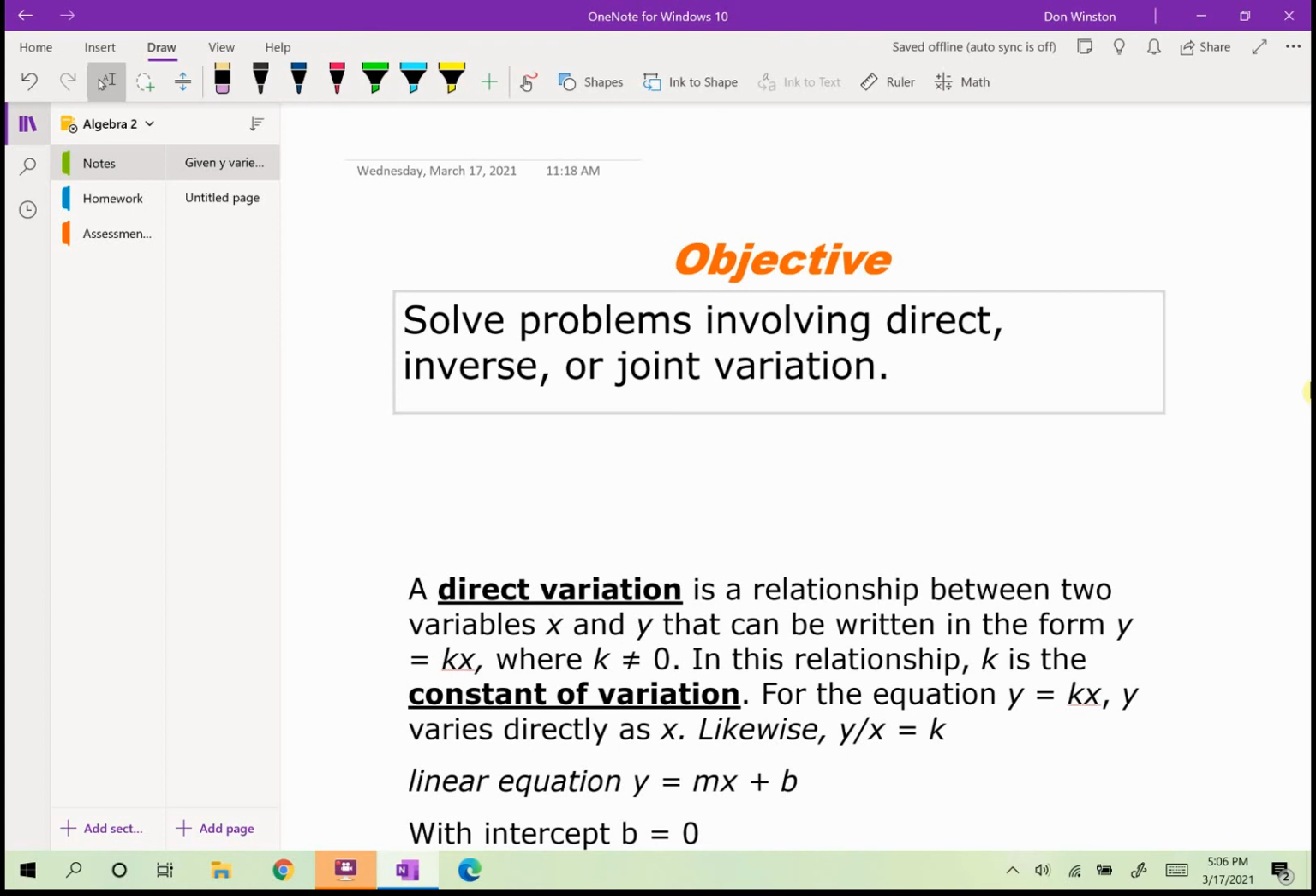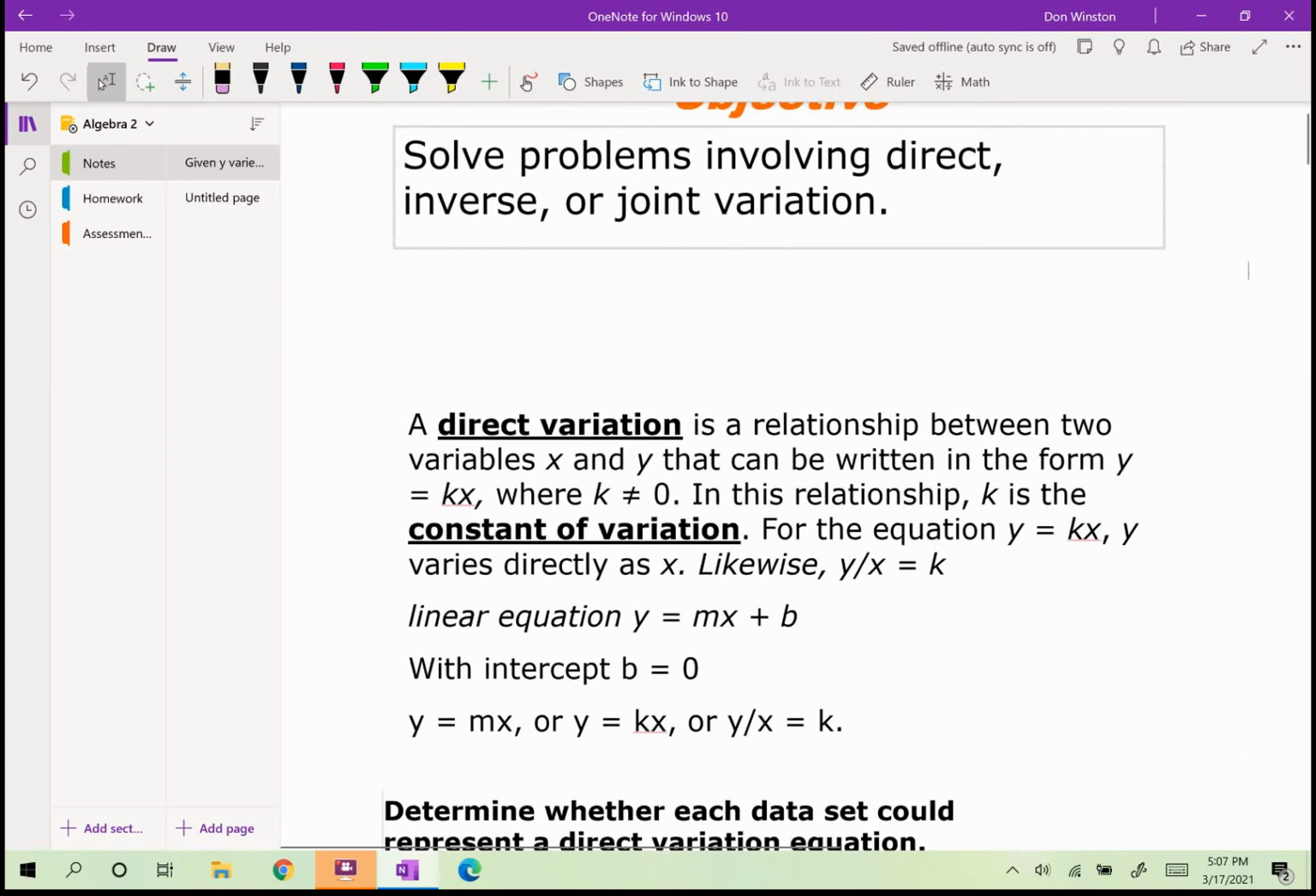But we'll also take a look at direct and joint. So let's take a look at direct variation, a relationship between two variables, x and y, that can be written in the form y is equal to kx. That's very similar to a linear function, right? Y is equal to a slope times x, where k does not equal 0. In this relation, k is the constant of variation, and we'll see why it's called the constant of variation.